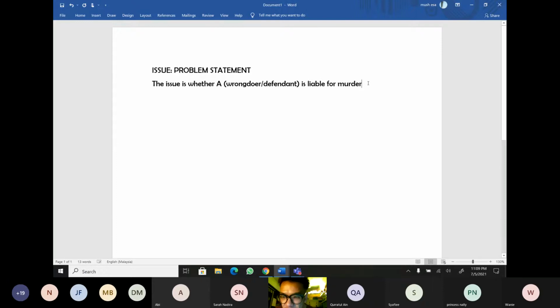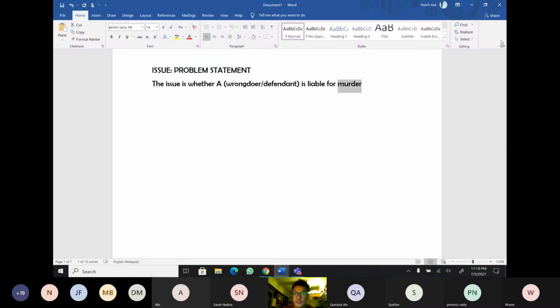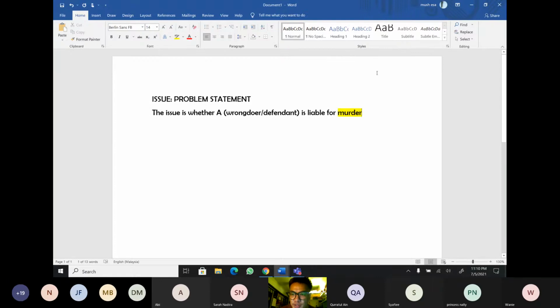Okay. And then for murder, murder adalah dia punya element in law. Okay, kalau you nak rajin sikit, the issue is whether A, nama wrongdoer or defendant, nama dia let's say Ahmad lah, you just put Ahmad is liable for murder, that's it.